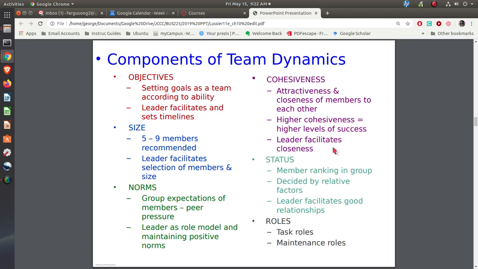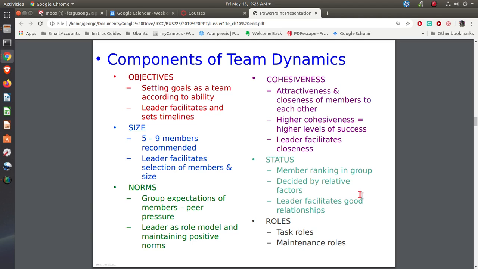Cohesiveness is how well they get along. How alike are they and how well do they get along? And one of the things that leaders need to do is work on that cohesiveness so that team members get to know each other. They get to like each other where they can. Now, we're not always going to be best buddies. The thing is, a level of respect and a level of comfort with each other can improve the cohesiveness.